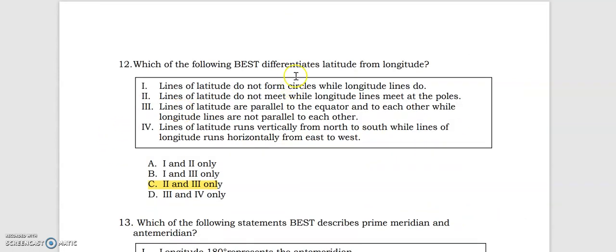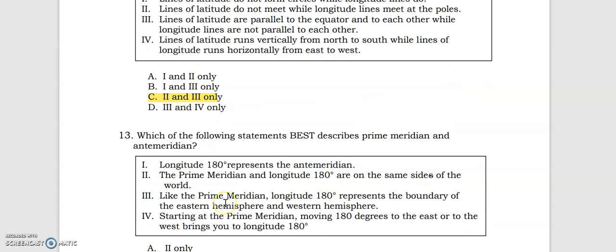Which of the following best differentiates latitude from longitude? So lines of latitude do not meet while longitude lines meet at the poles. And lines of latitude are parallel to the equator and to each other, while longitude lines are not parallel to each other.